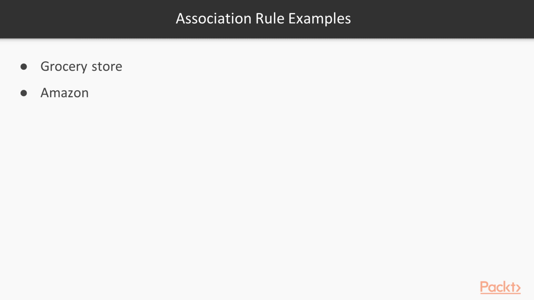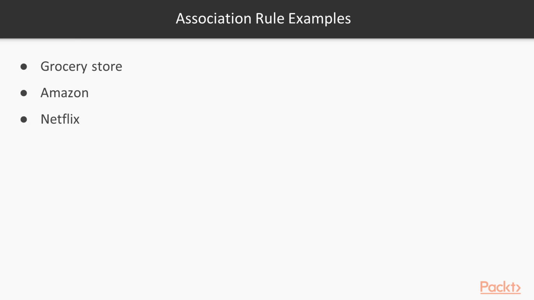Another extremely common example is Amazon. When you go on Amazon and let's say you're going to buy a book, you find the book that you're interested in, and then you see down at the bottom that it will say something like customers that bought this book also bought these other things. And so it makes you aware of something else that you might potentially be interested in.